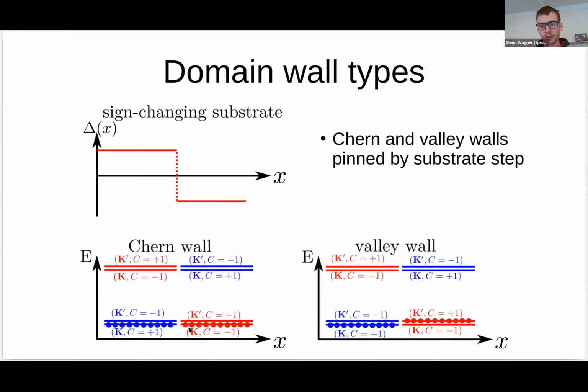And again, we can consider two possible types of domain walls. So either we have the so-called Chern wall, where the Chern number flips from one domain to the other, or we've got the so-called valley wall, where the valley flips, but the Chern number doesn't as we cross the domain wall. And both of these types of domain walls are going to be pinned by this subset step, unlike the intertwined wall, which was pinned by the underlying Moire potential.